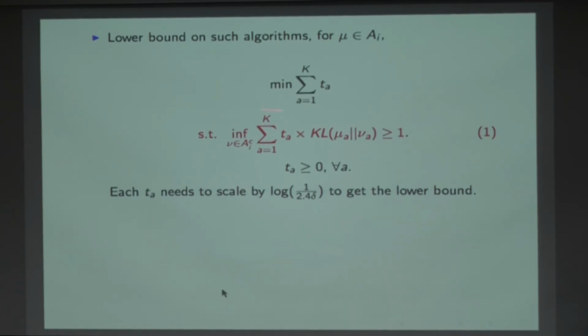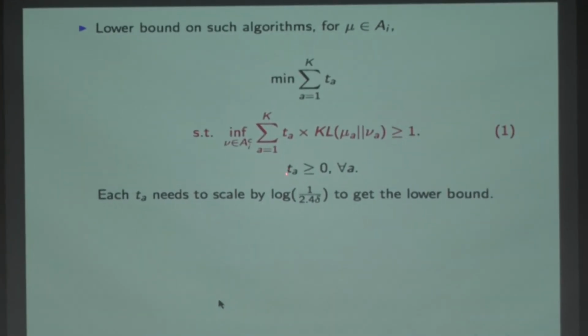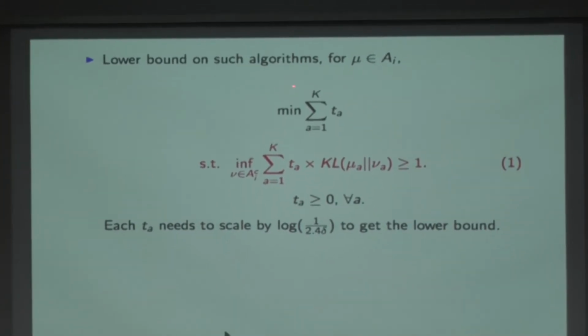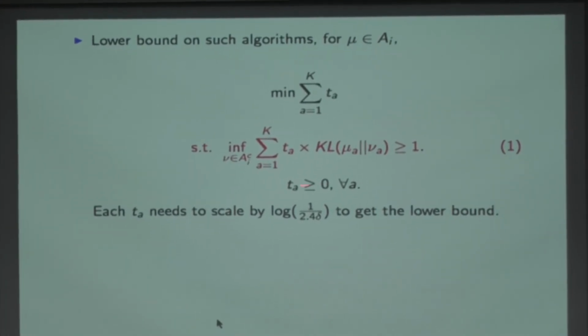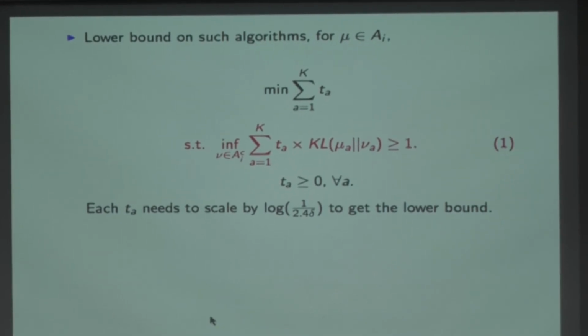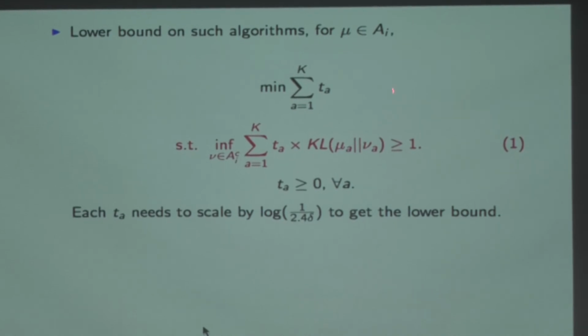So each one of them should be greater than or equal to 1. So the infimum over this should also be greater than or equal to 1. I look for T_a's which have to be non-negative, and I look for T_a's which are minimum, which satisfy these constraints, which every delta-PAC algorithm will satisfy. And amongst all such variables, let me find the ones which have minimum value of this. This gives me a lower bound on my computational effort. Right? That's how I'm getting the lower bound.